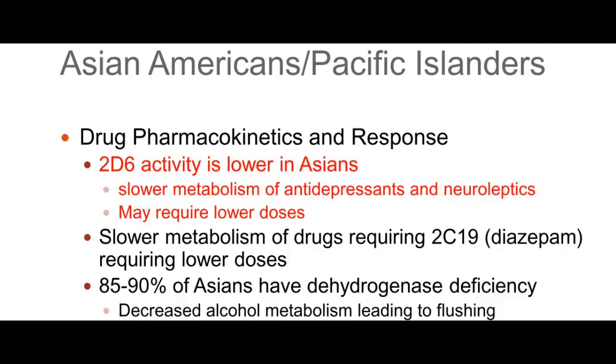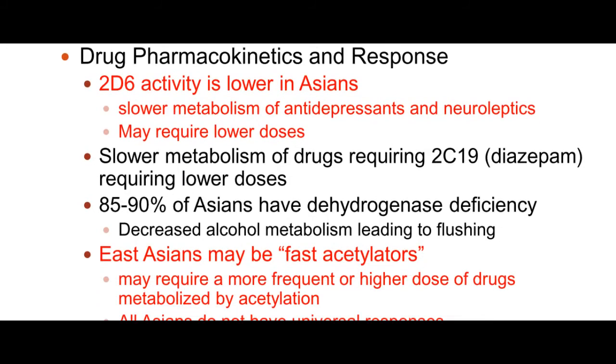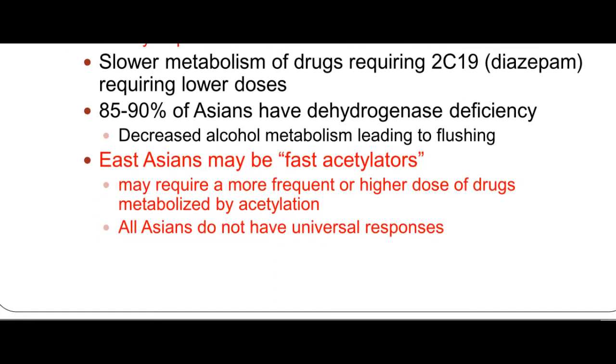This slide is definitely one you need to pay attention to for the boards. I did have a board question with something about Asians and aldehyde dehydrogenase deficiency. They have decreased alcohol metabolism. That's what that causes. East Asians, or Eastern Indians actually, may be fast acetylators. They may require more frequent or higher doses of drugs metabolized by acetylation. All Asians do not have the universal response. I'll say that again and again, and there must be a reason why I'm saying that again and again.